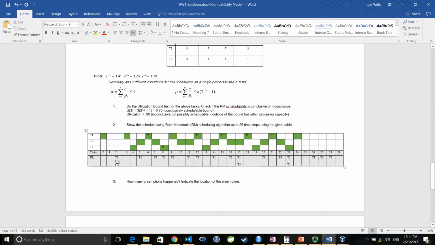Another thing the question asks you to do is count the preemptions. It's going to preempt T2, which is currently running. It is not finished. It's 3 time units long.